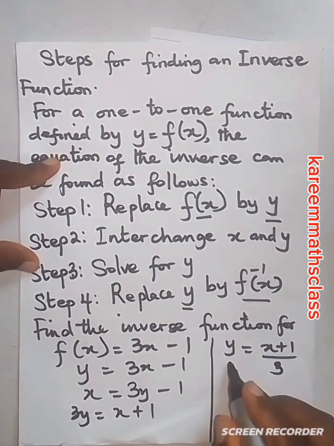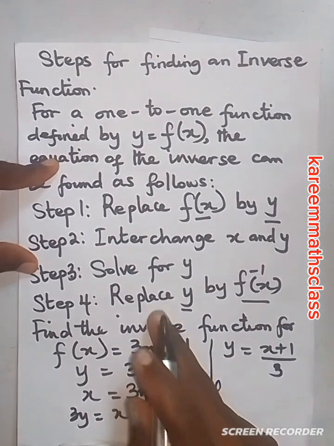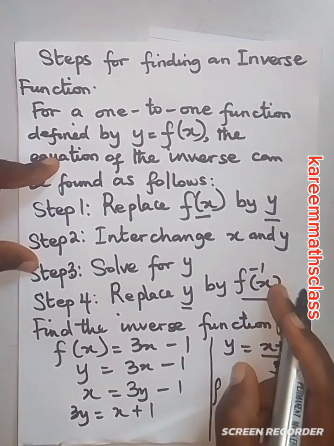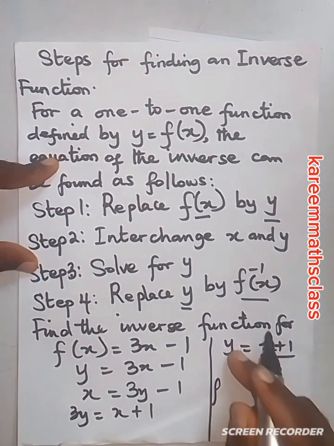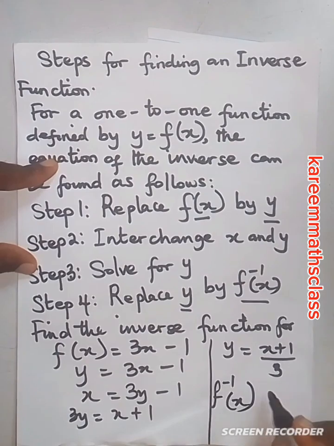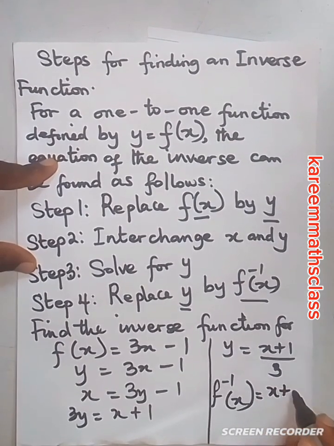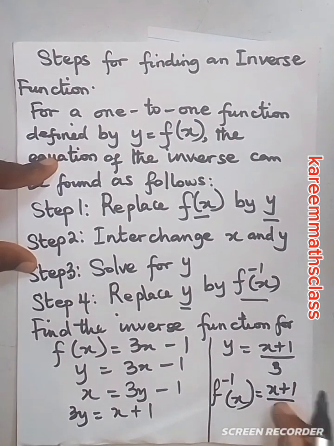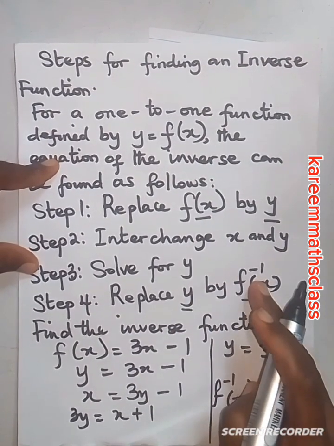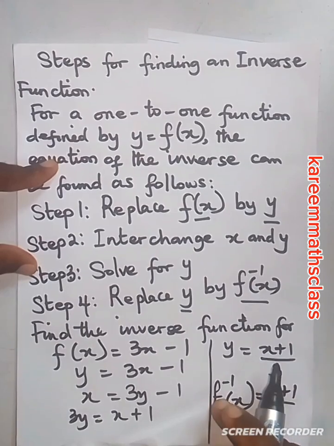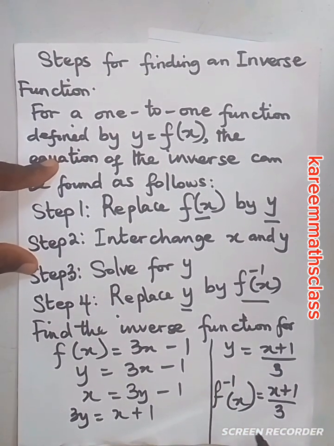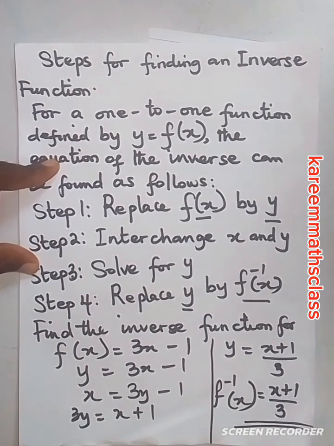So we're going to change this y to replace y by f raised to power minus 1 of x. That's function f(x) raised to power minus 1. So we're going to replace y by f(x) raised to power minus 1 equals x plus 1 over 3. So we have replaced, this is step 4. We have replaced this by f(x) raised to power minus 1. So that's our final answer for this question.